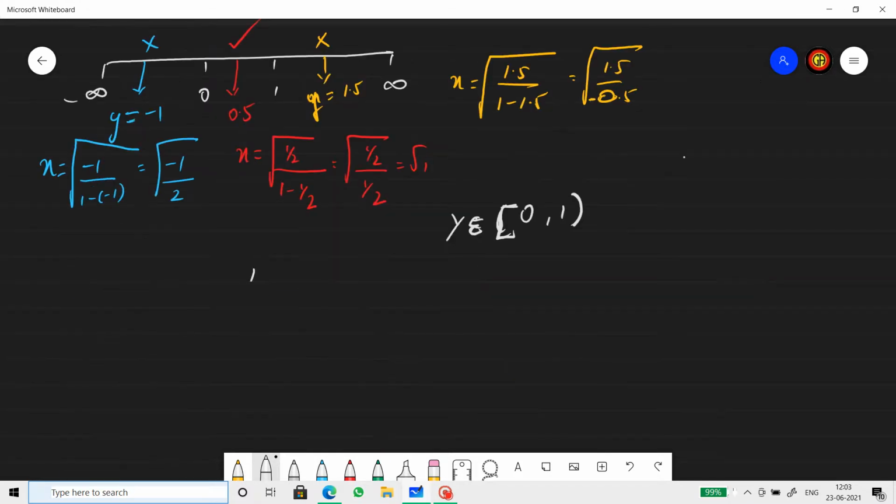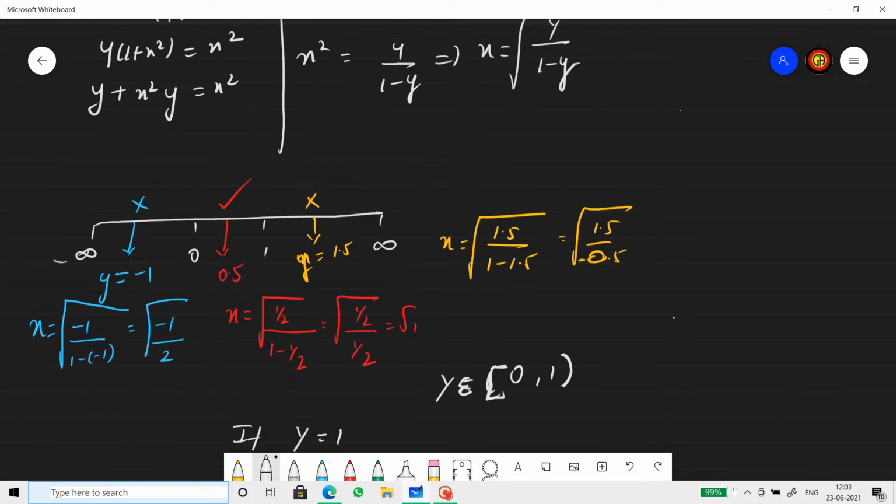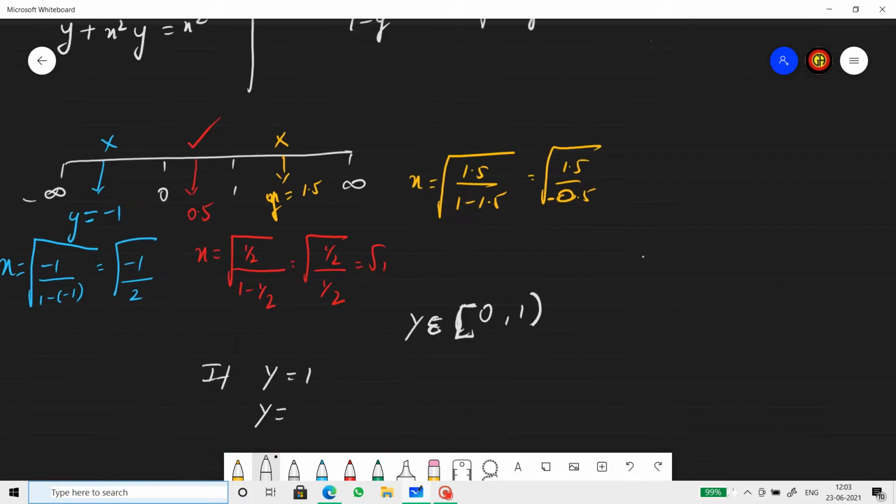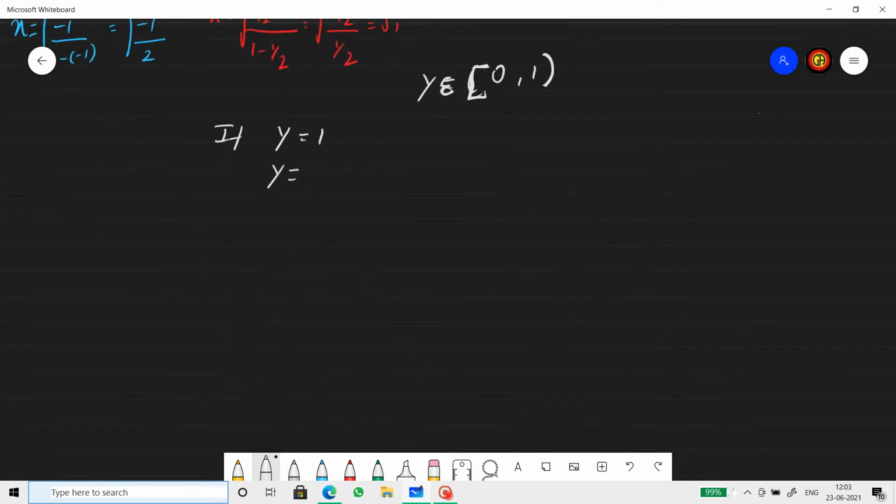If y is 1, this is all your rough working. You don't need to show it in your fair working. If y equals 1, though we haven't included it, my function is y equals, what is the function? x square by 1 plus x square. We defined the domain as all real numbers.